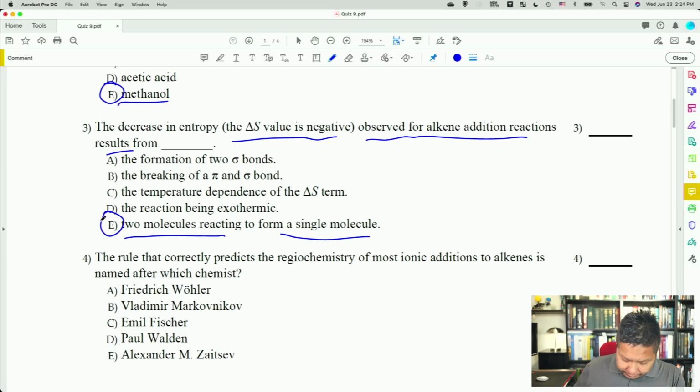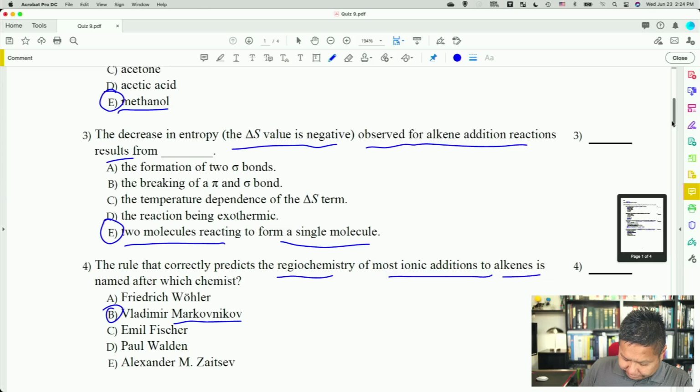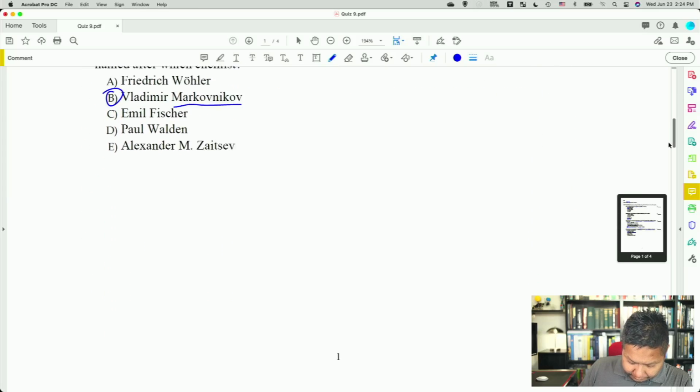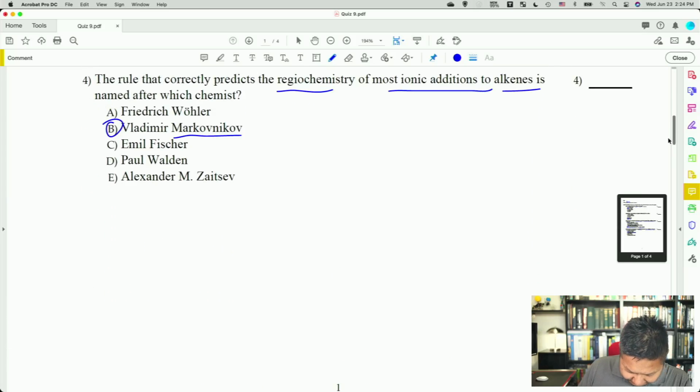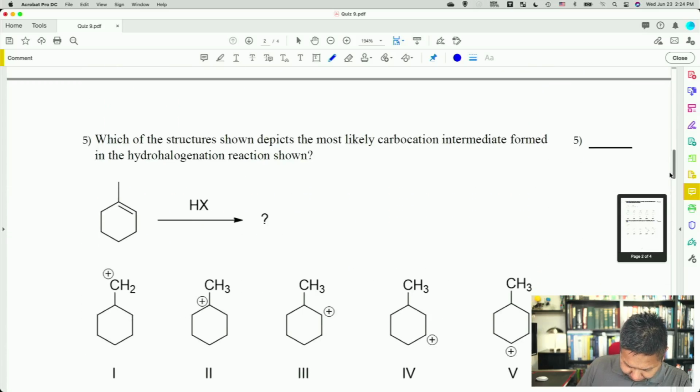Number four, the rule that correctly predicts the regiochemistry for most ionic additions to alkenes is named after who? That's Markovnikov. Remember, that's Markovnikov addition and anti-Markovnikov addition, where the substitution either happens at the most substituted carbon or the least substituted carbon, depending on Markovnikov or anti-Markovnikov. So B for 4. Vladimir Markovnikov. Excuse me.